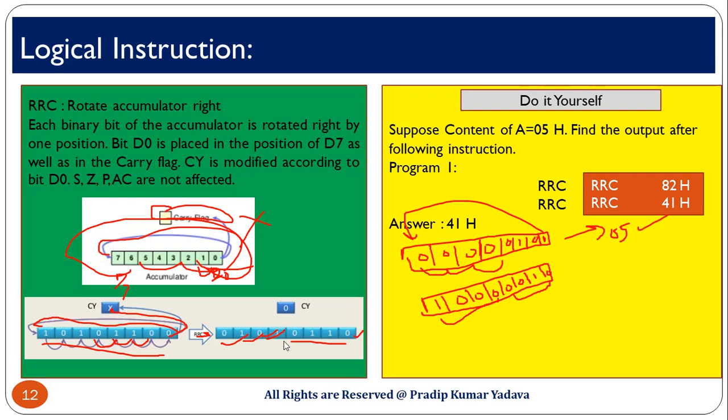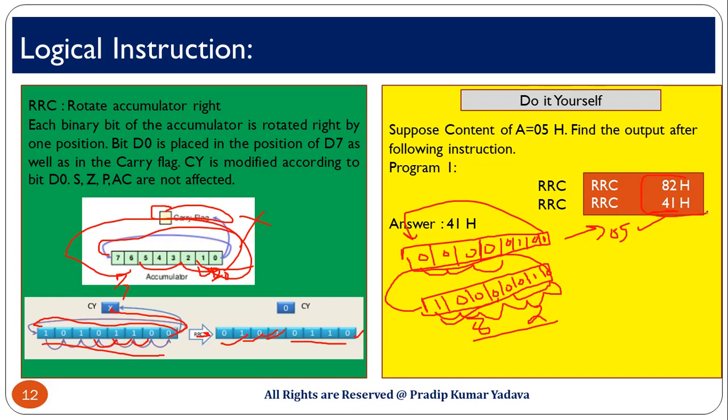Here you can see this is 8 and this is 2 after 1. When you are going to shift it again, now this will be here and every bit will be shifted right by 1. So we will get 41.